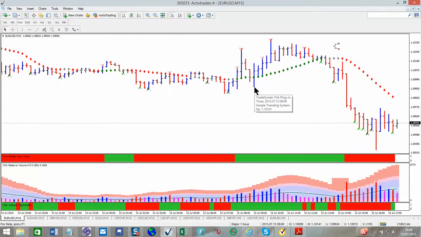But just to clarify, climactic action: ultra high volume bar, widespread bar, closing in the middle. On a down bar, it's a sign of strength.